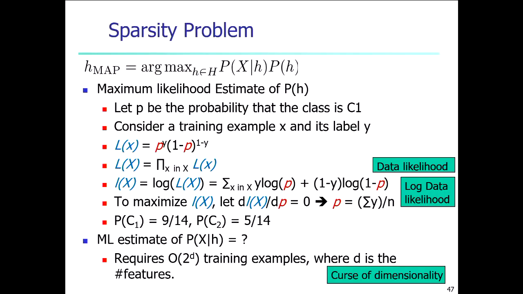Then the first thing is, what is the probability of H? Here we do an MLE. The intuition of MLE is quite simple.